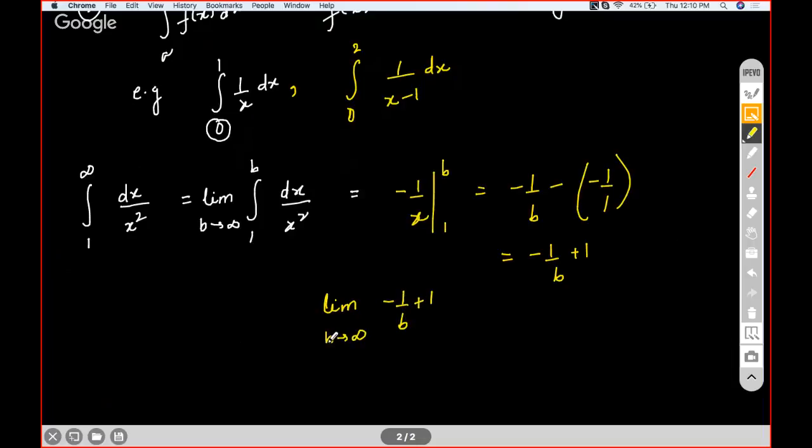So what will happen as b tends to infinity? This term will vanish. It will become zero, so it becomes 1. So the answer is 1 in this case.